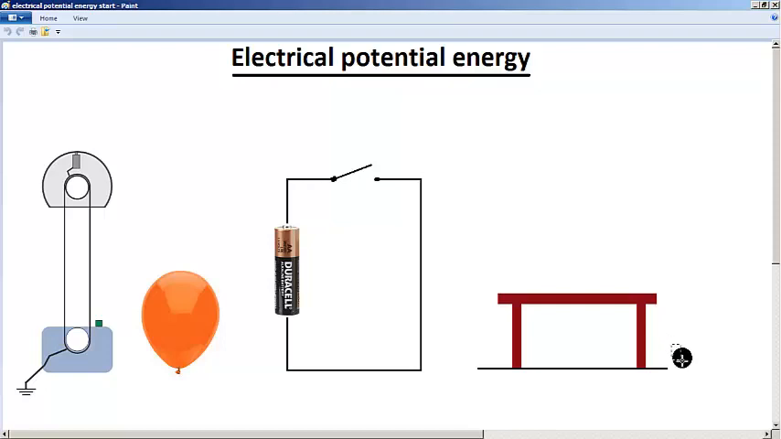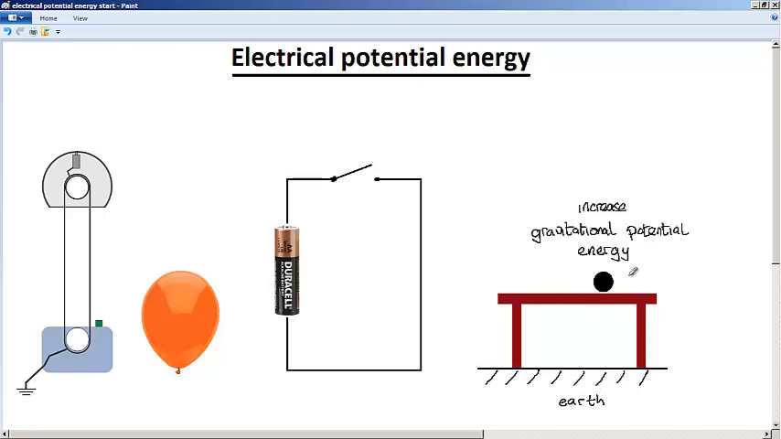Now, in this case, the potential energy is called gravitational potential energy. And to increase its energy, I just have to lift it up and place it on top of the table. What I've just done, in fact, is I've separated two masses. One of the masses is the cannonball, and the other mass is a huge, massive object called the Earth. By separating the cannonball from the Earth, I increase its gravitational potential energy, or its GPE.